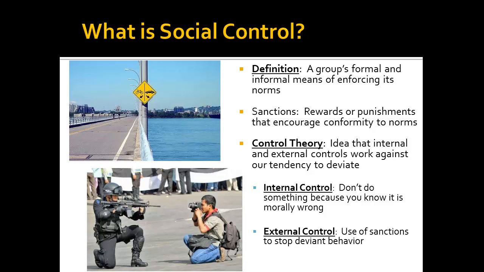On the other side, and as we know in this society, we have people who don't have the best internal controls, so they require an external control or sanctions to stop their deviant behavior. So again, if someone doesn't know it's morally wrong to kill, we punish them, or we show them that they will be punished if they do that behavior. So you'll go to jail, you'll get fined, you might even get the death penalty. Those are considered to be external controls.